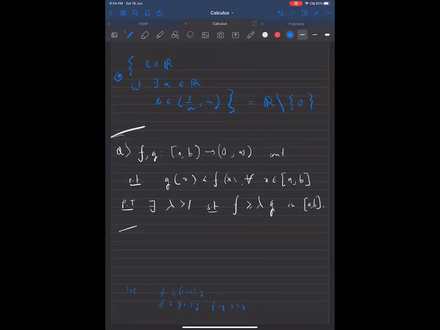Oh, instead of considering the function f minus g, I think it will be helpful to consider the function f by g. Yeah. So how will you do that?